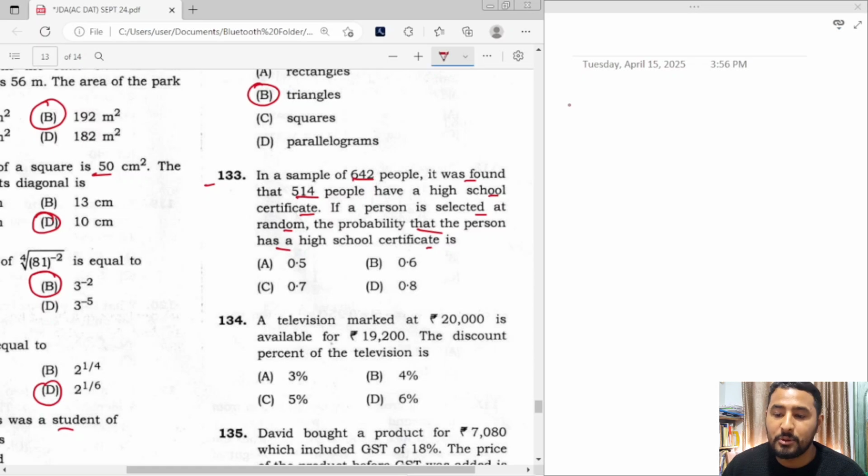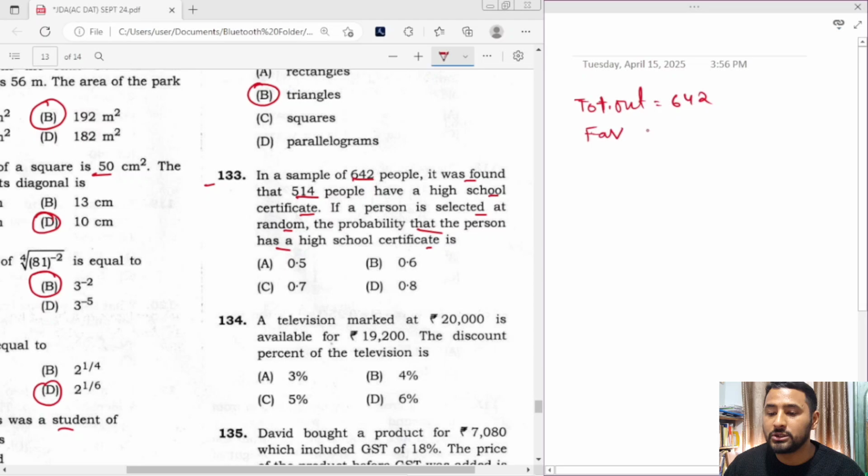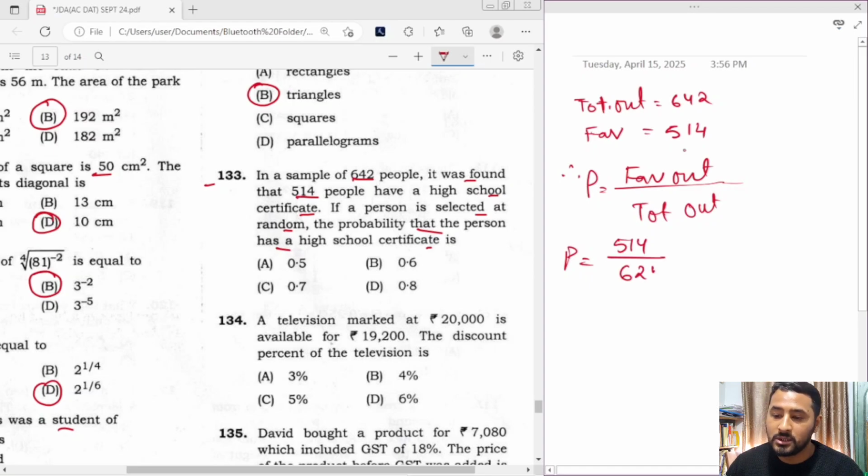So let's see. This is a probability question, so you should remember total outcome. Total outcome is 642, and favorable outcome is 514. Okay, 514. So remember, probability of any given event is favorable outcomes by total outcomes. So P will be favorable, 514, divided by 642. Do you cancel? You get the answer.